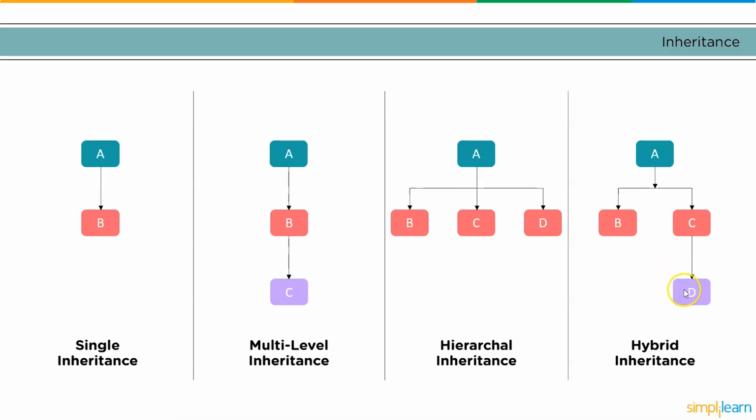Here you can see that D is also extending C as well as A, which forms a multi-level inheritance. Now we shall try to execute a program on the same type of inheritance, or the same type of approach.